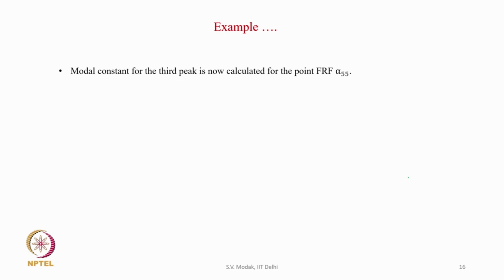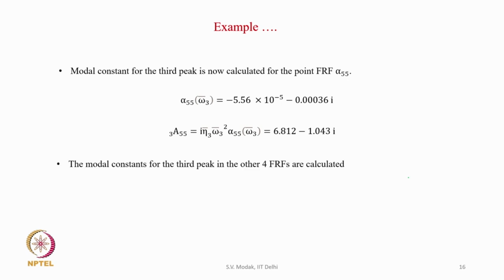Once these average estimates have been obtained, now we determine the modal constant for the third peak, and let us first of all determine the modal constant for the point FRF alpha 55. The FRF magnitude of alpha 55 at the natural frequency is this, which can be obtained from the measured FRF. At the natural frequency we determine what the FRF amplitude is from the measured FRF, and then we use the expression for the modal constant. So, 3A55, which is the modal constant of the third mode in the FRF alpha 55, is equal to i eta 3 average into omega 3 average square into alpha 55 at the average estimate of the natural frequency. When all these known values are substituted, we get an estimate of the modal constant.